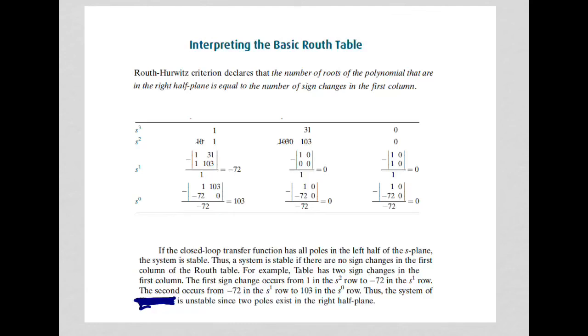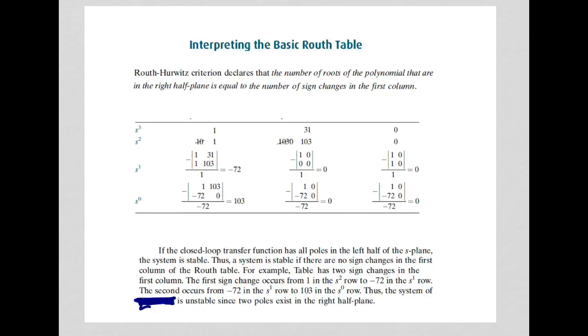So from seeing that table only and seeing the change of the sign in the table, we can interpret that there are two sign changes, and as a result two poles exist in the right half plane in this case. Okay, so we have two poles on the right half plane. In this way we can draw the interpretation for the other cases also.